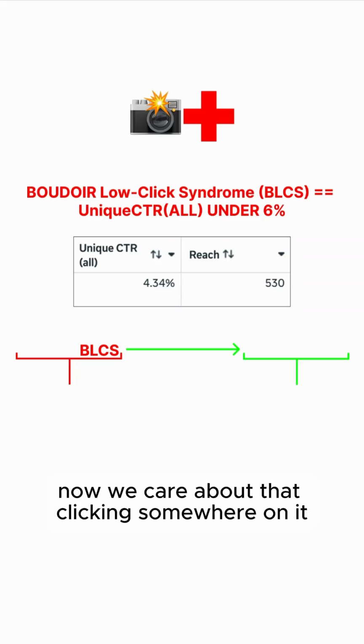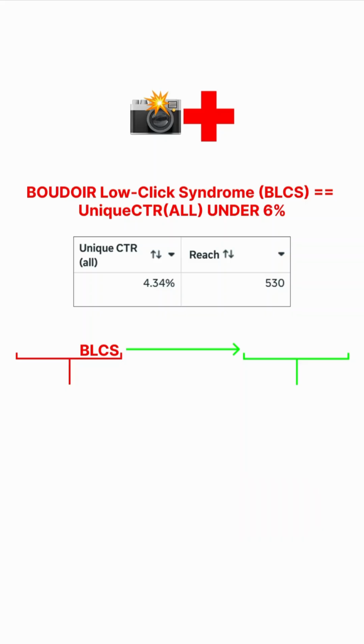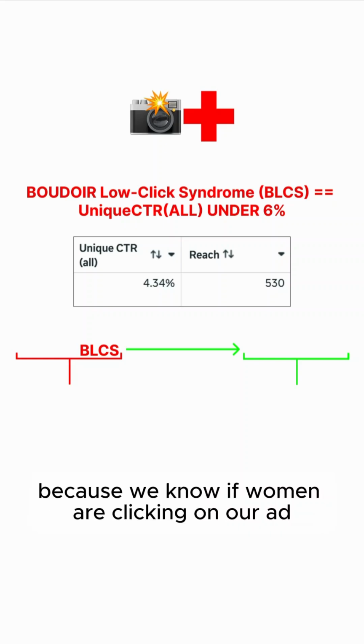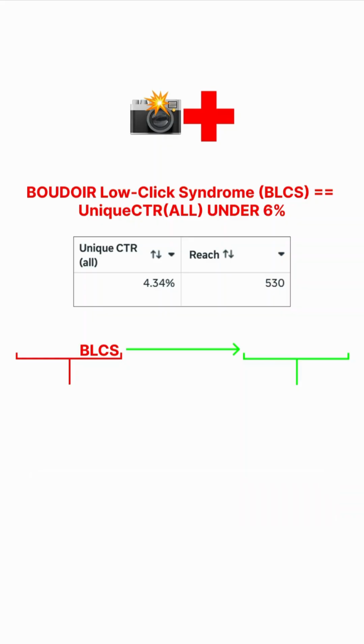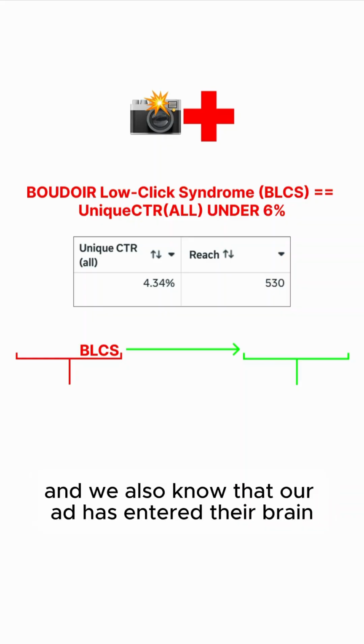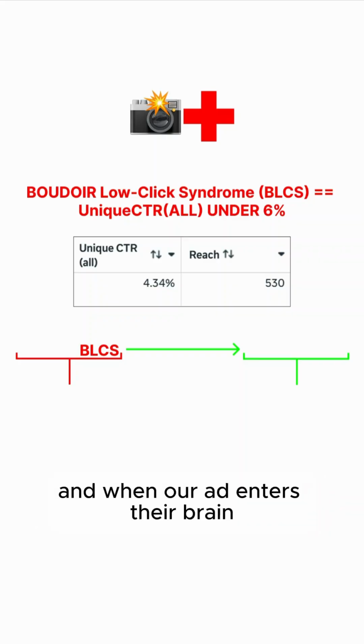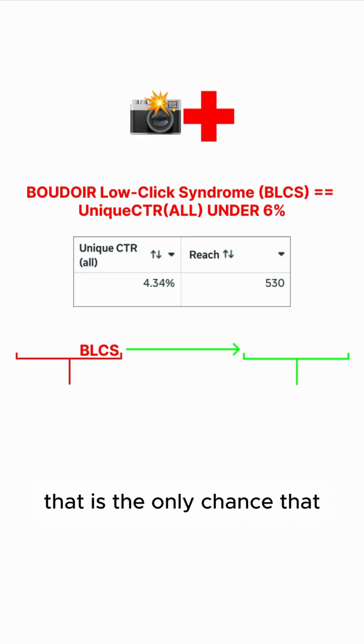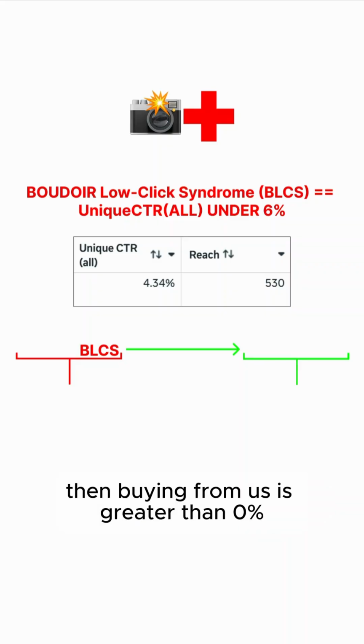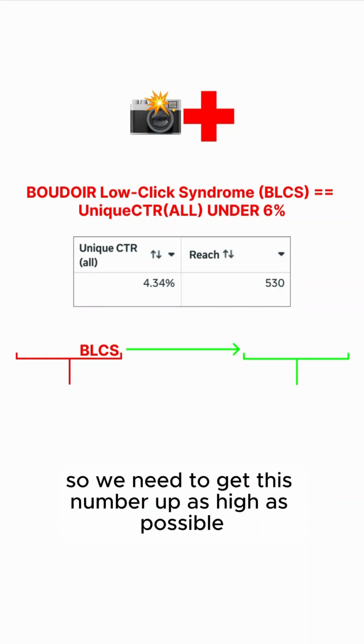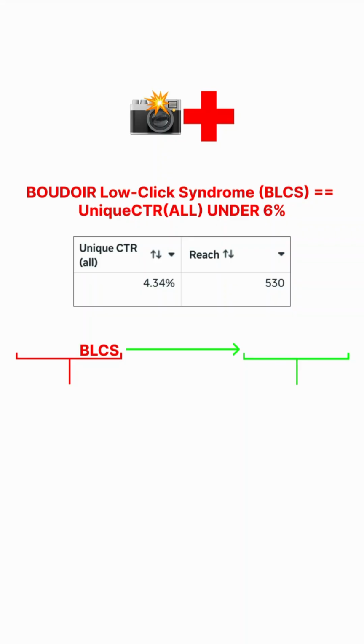And we care about that, clicking somewhere on it. We care about this because we know if women are clicking on our ad, then they're not scrolling by. And we also know that our ad has entered their brain. And when our ad enters their brain, that is the only chance that them buying from us is greater than 0%. So we need to get this number up as high as possible.